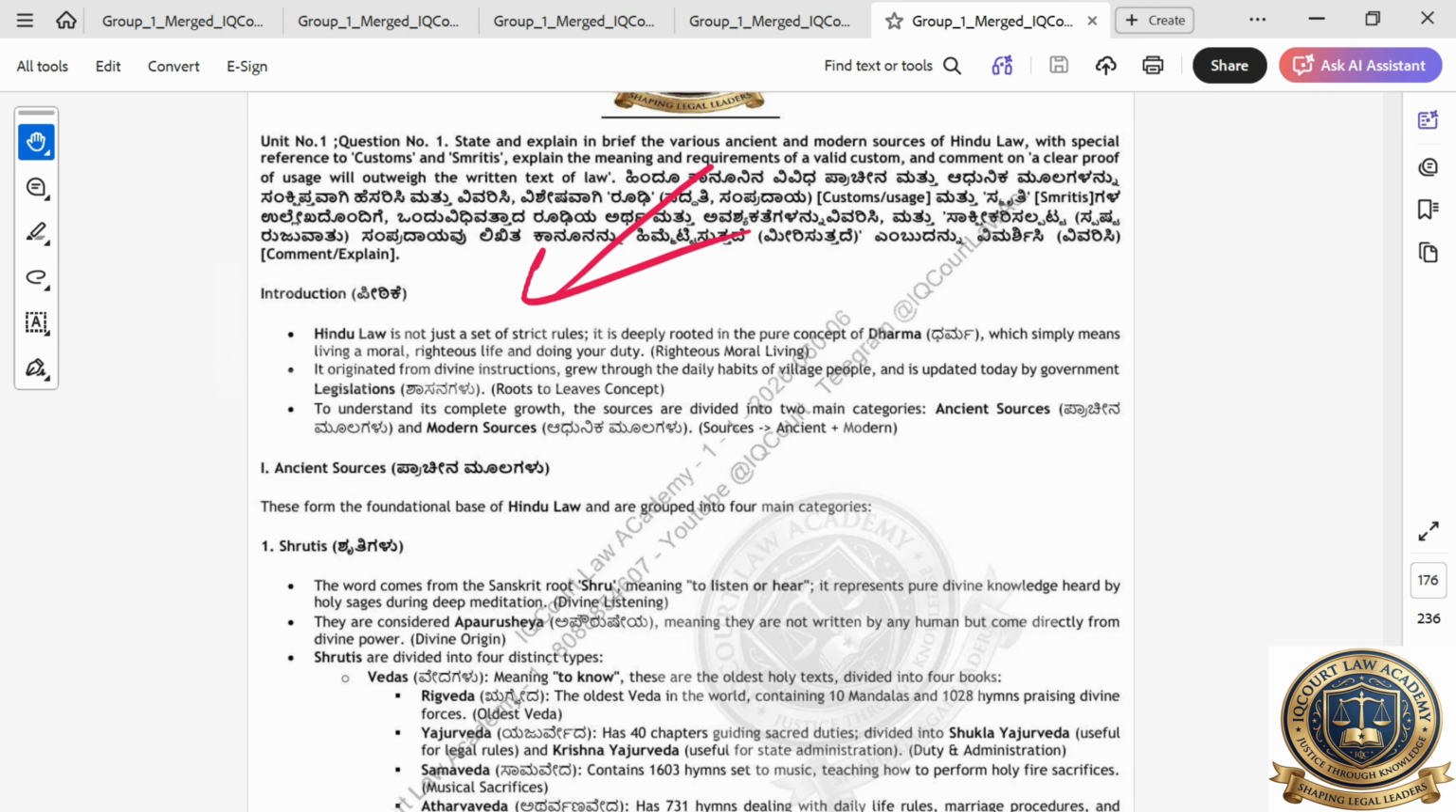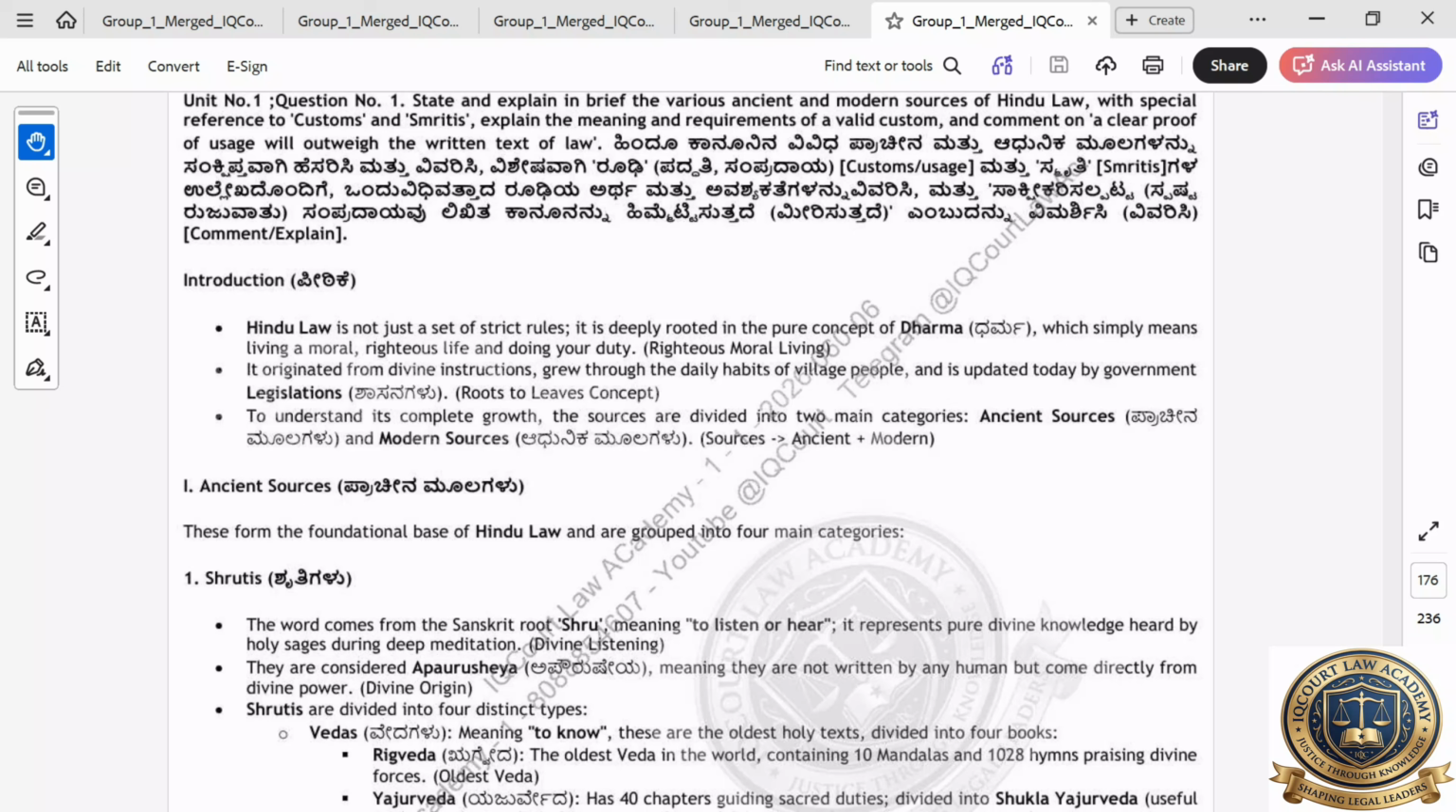This is the question. This is why we have written. Hindu law is not just a set of strict rules. It is deeply rooted in the concept of dharma. ನಮ್ಮ ಹಿಂದೂ ಲಾ ಹೇಗಿದೆ ಹೇಳಿ, ಧರ್ಮದ ಮೇಲೆ ನಿಂತಿದೆ. Means living with a moral life and doing your duty. It originated from divine instruction. Those things become a law through the government legislation.